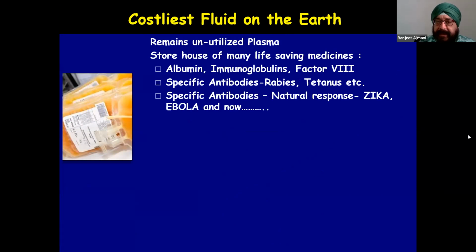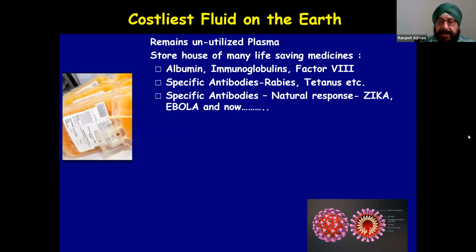Specific antibodies like rabies, tetanus, etc. are also present in a special kind of plasma. And it also contains specific antibodies to natural responses like Zika, Ebola, and, as we have seen, during the COVID time.